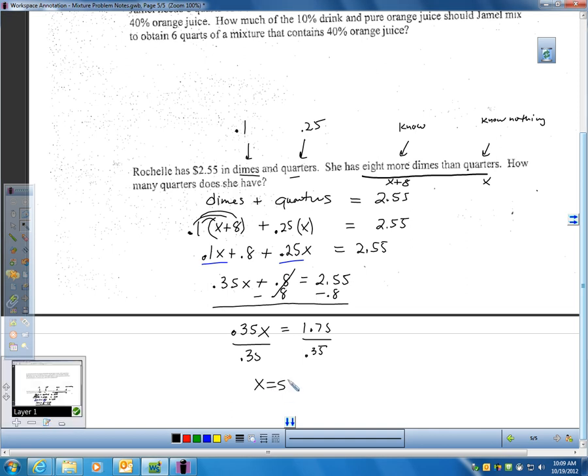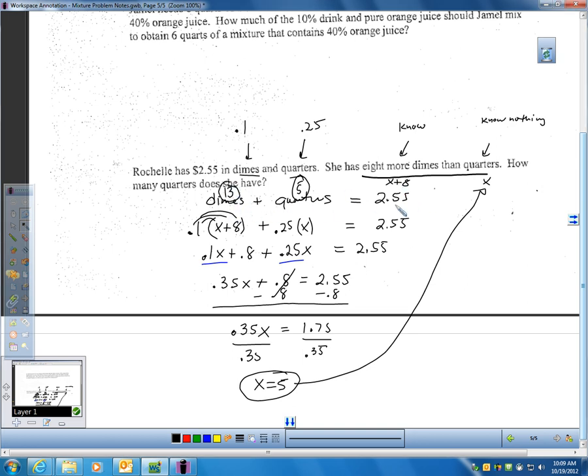Now I have to check my answer, and I'm not done yet. I haven't answered the question. Okay? This tells me we must have 5 quarters. So the answer is 5 quarters, but we should check. So I think we have 5 quarters. Well, if I have 5 quarters, I must have had 13 dimes, right? 8 more?